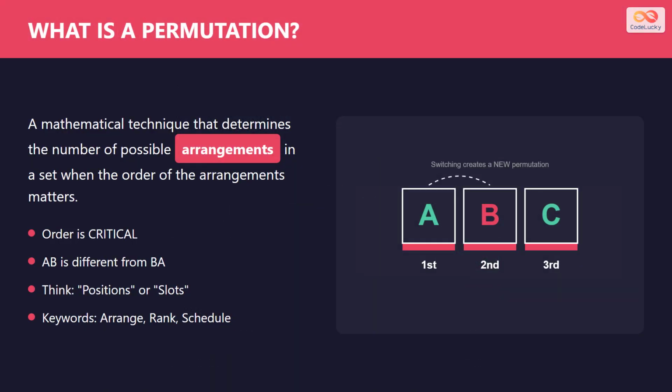Let's start with permutations. A permutation is an arrangement of items where the order is critical. Think of it as filling specific slots or positions. If you swap the items in the first and second slots, you have created a completely new arrangement. Keywords to look for are arrange, rank, schedule, or order.